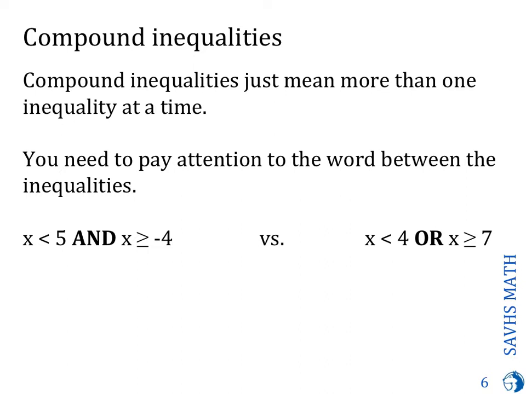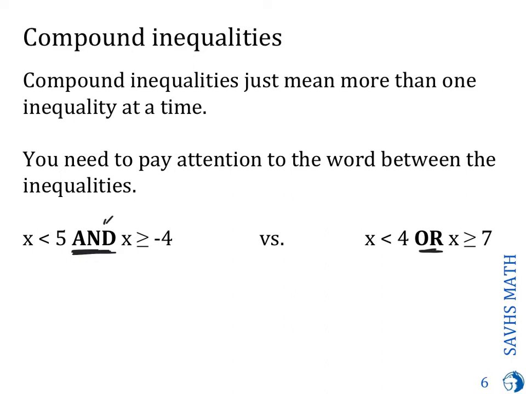Compound inequalities just mean there are two or more inequalities written in the same problem. When we're graphing them or showing where the solutions are, you'll have to think about how they interact with each other. It's important to tell whether it says "and" or "or" between them, because those words mean different things in English, but they also mean really specific, different things in math.